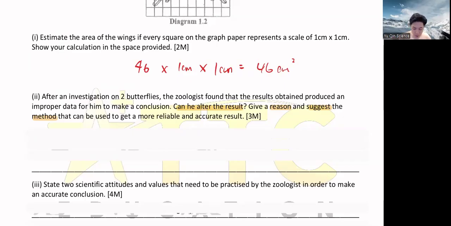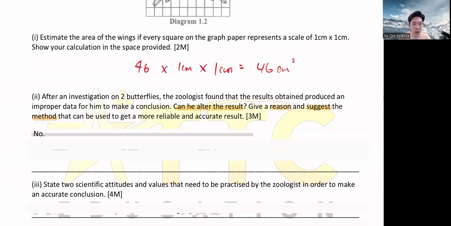Number 1, can he alter the result? Of course not, right? Simple ethics. Yeah, we all know. The result is the result. Then what's the point of doing an experiment if you want to alter the result? So no, don't change. No. Just like that, full stop.